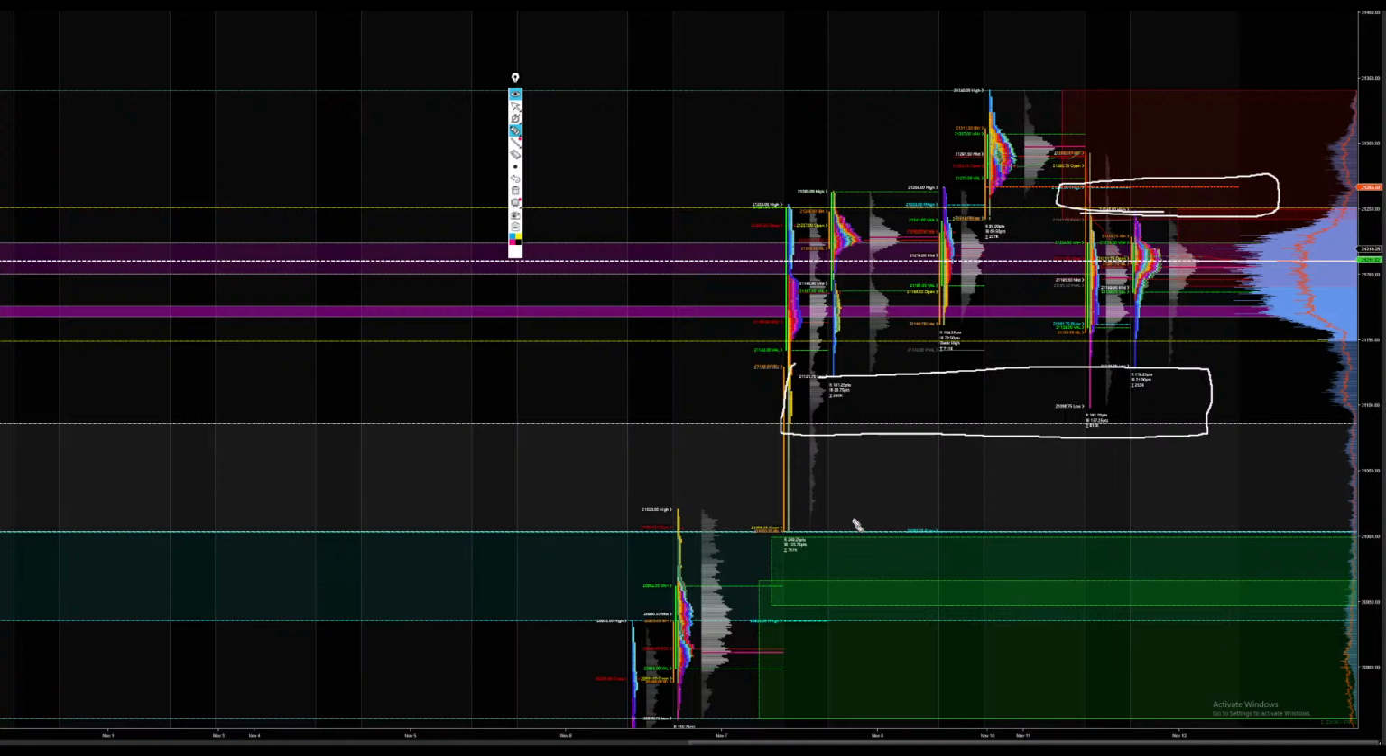Okay, because this is weak foundation here. If you lose this area, you're probably going to test the bottom of this session here, and there's a gap here in single prints right above it. So a weak market will take that out, but the bulls will want to defend it.